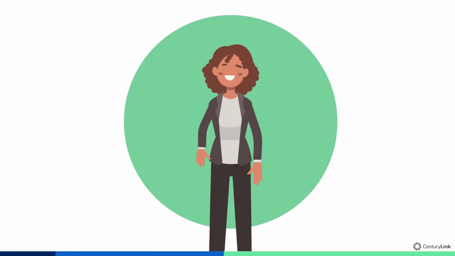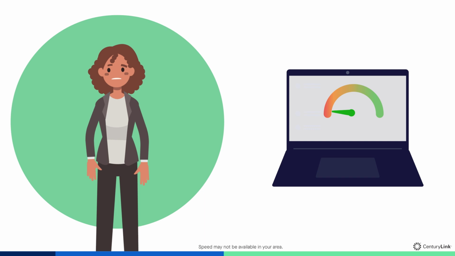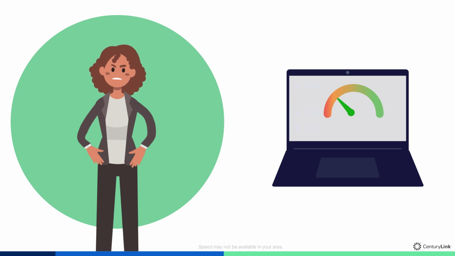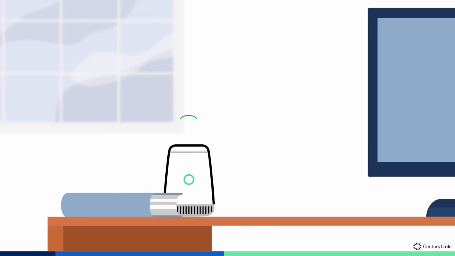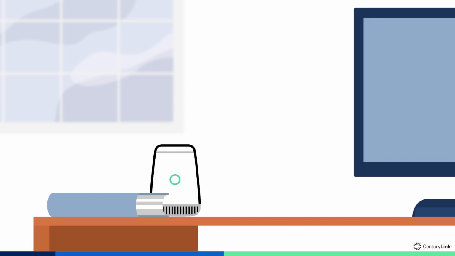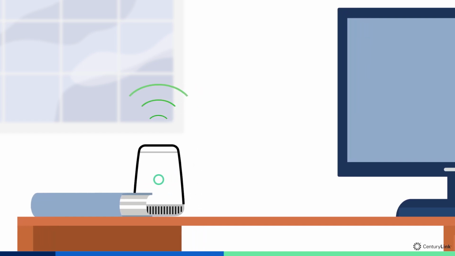Meet Rita. Rita and her family have a 40 megabits per second internet plan. But when she runs a speed test, she only sees a download speed of 22 megabits per second on her laptop. Let's see what's going on and what Rita can do about it. Your internet speed plan and setup may be different from Rita's, but the concepts and tips are the same.